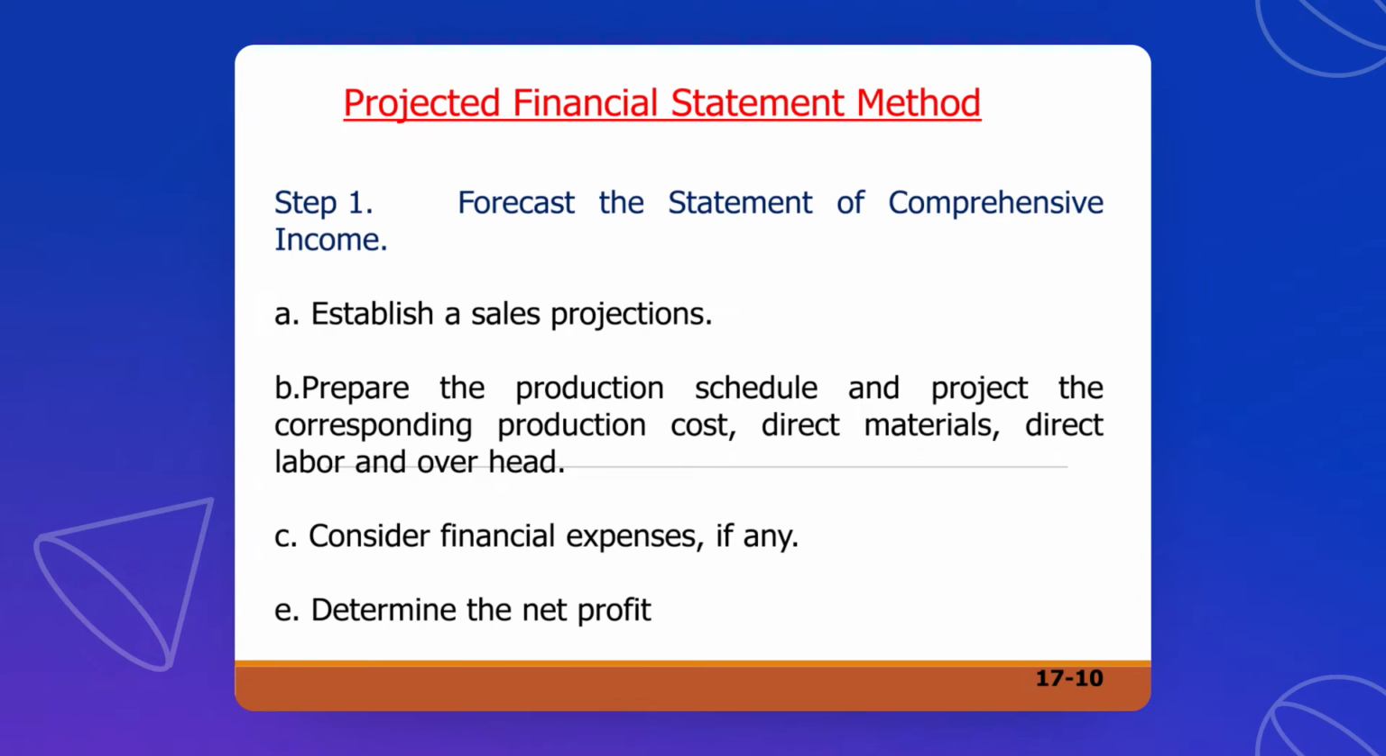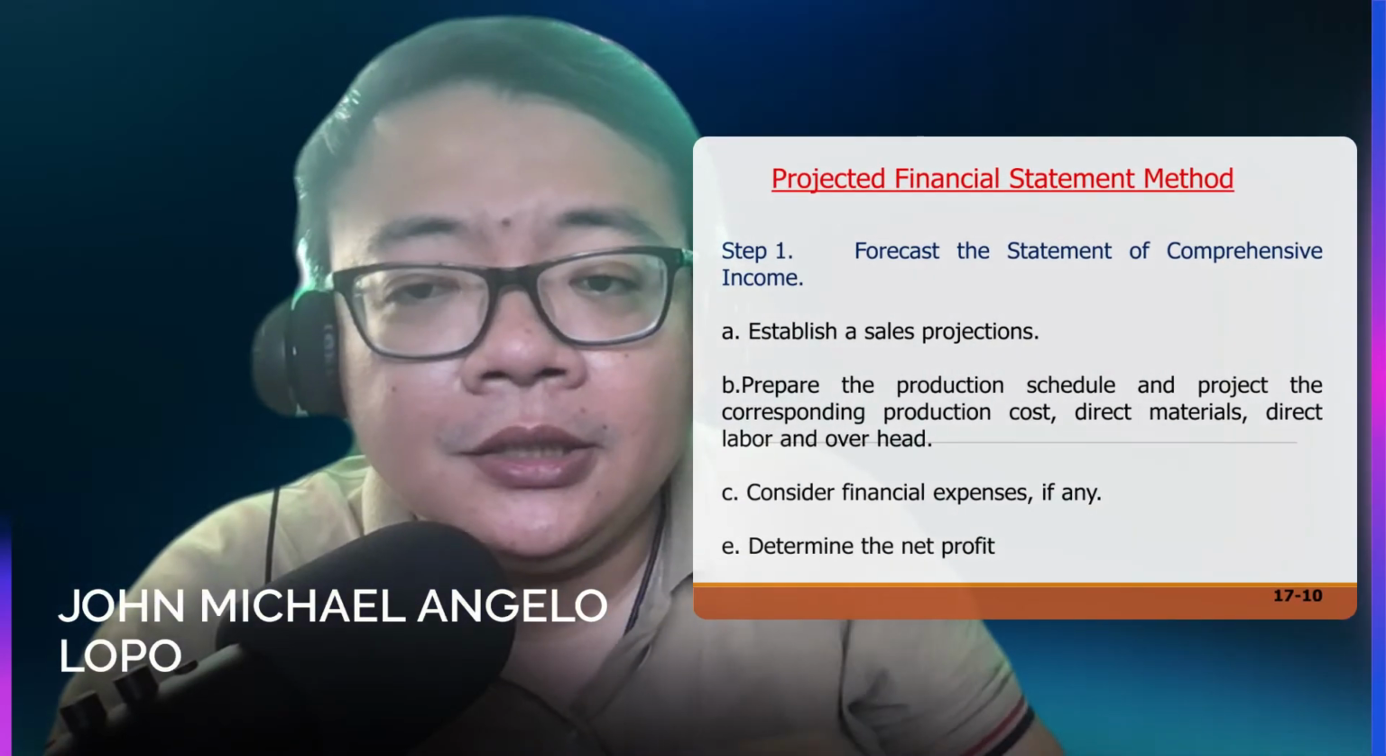Step number 1, class. Go back to your discussion in your budgeting, in your master budget, right? There, in terms of forecasting, you first forecast the statement of comprehensive income, also known as your statement of profit or loss or your income statement. But before that, what will you do? So what would be your first step in your statement of comprehensive income? The first step is to establish our sales projections.